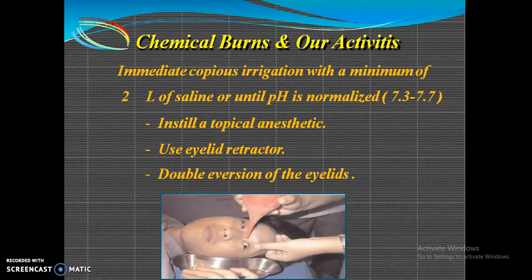Then the chemical burns and what we have to do. The immediate copious irrigation with a minimum of 2 liters of saline or until pH is normalized. Means we have to stabilize the pH, that is in between 7.3 and 7.7. We have to maintain the eye pH and instill a topical anesthetic, and use eyelid retraction in order to open the eye properly and to proceed with the irrigation. And the double eversion of the eyelid we have to do. These are the things what we have to do in case of chemical burns.